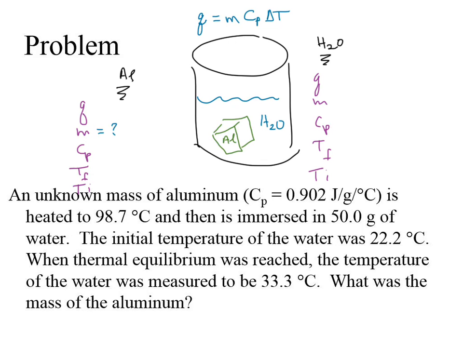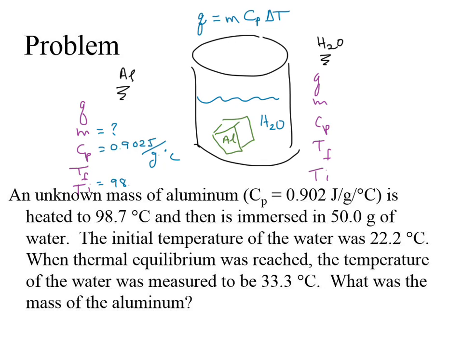Notice it gives the specific heat of aluminum as 0.902 joules per gram degrees Celsius. It says that aluminum is heated to 98.7 degrees Celsius, and then it is submerged into the water. So the 98.7 degrees, I'll tell you, is your initial temperature. So I'm going to find my T sub I, and I'm going to say 98.7.